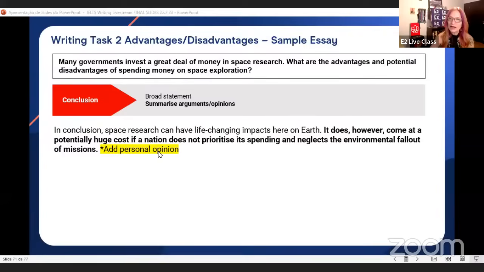Before "if," okay, it does, however, come at a potentially huge cost. I believe if a nation, there you go. That's a good one too.